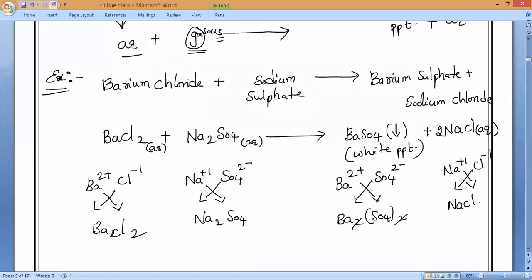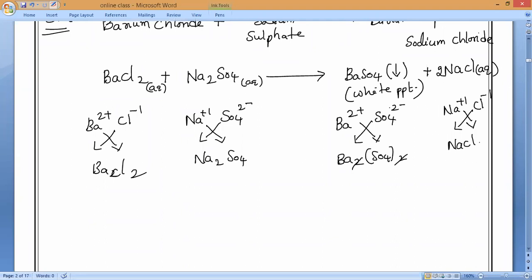This is why I am teaching even with the form of ions, because you are not supposed to commit any mistake. Kindly understand that and write it. So BaCl2 plus Na2SO4 will give you barium sulfate plus 2 NaCl. Clear, guys? So this is which reaction, displacement or double displacement? Double displacement.